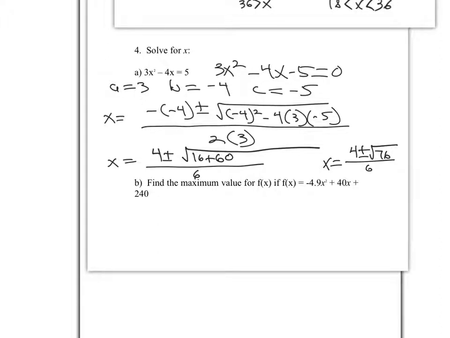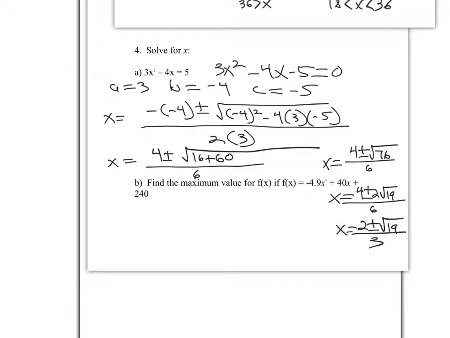And it turns out that we can factor a 4 out of 76, so we're going to get that x is equal to 4 plus or minus 2 times the square root of 19 over 6, or simplifying by dividing everything by 2, we're going to get x is equal to 2 plus or minus the square root of 19 over 3.